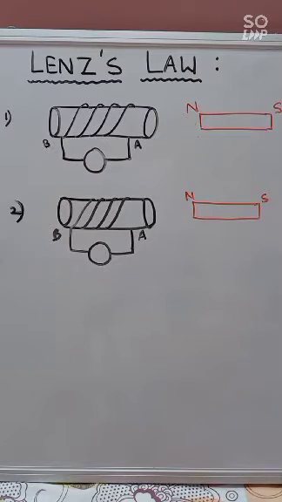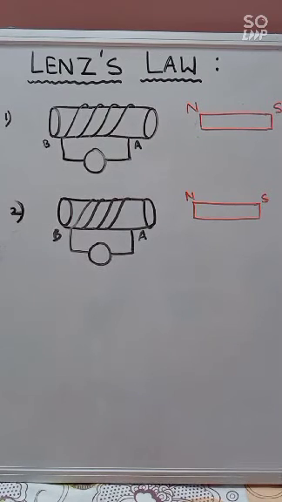Hello children, let's continue with the concept that we started in the previous video. We were discussing the direction of induced EMF, and we discussed that the direction of induced EMF depends on whether there is an increase or decrease in the magnetic flux, and it can be obtained by two rules.